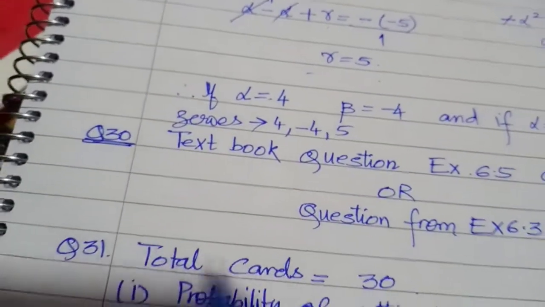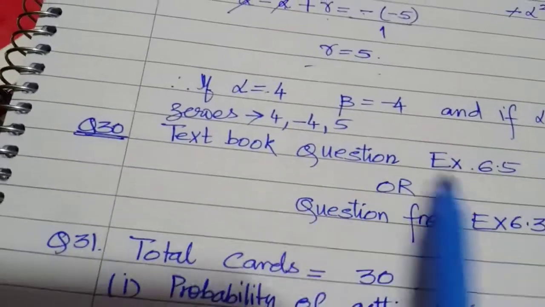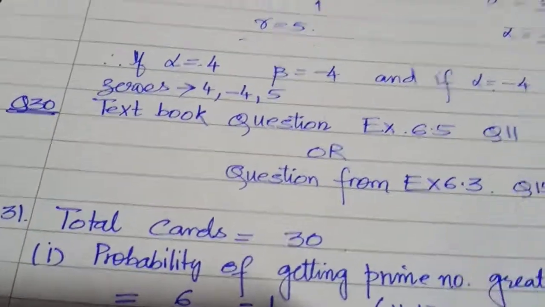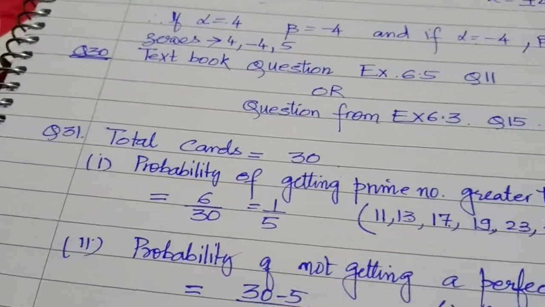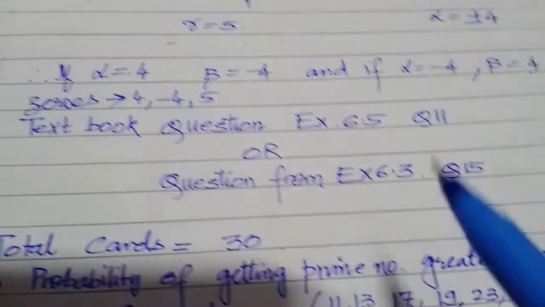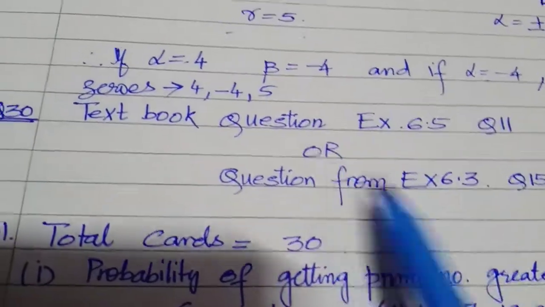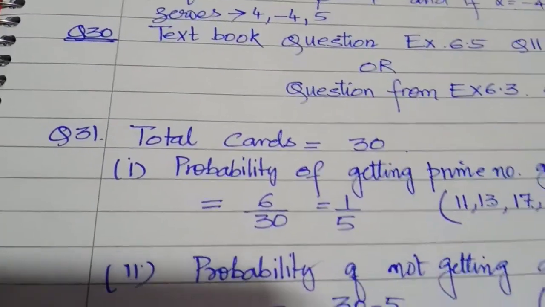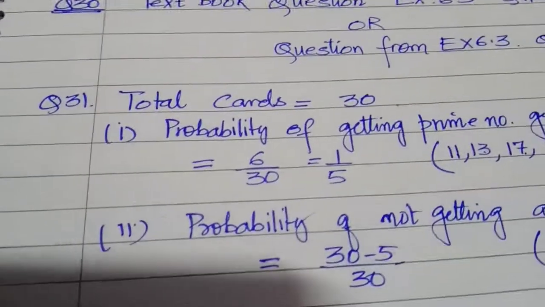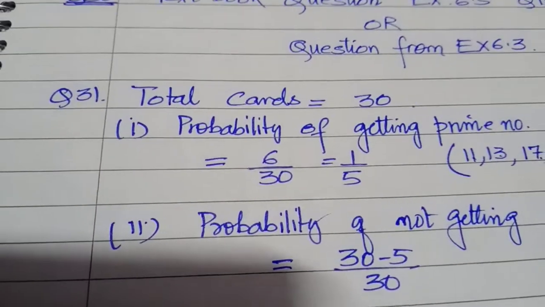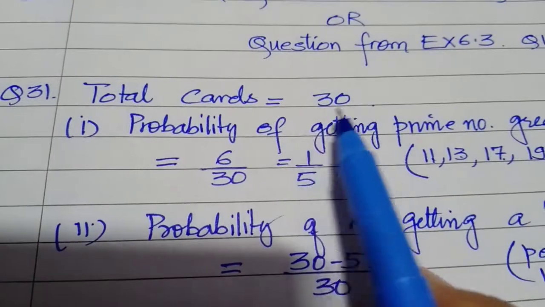These are some textual questions of exercise 6.5 and 6.3 of the triangles chapter. Triangles chapter में से बहुत अच्छे अच्छे questions है. Question number 11 and 15. Just go through it. Now 31 question today. This is the last question. Total cards in the lot is numbered from 1 to 30.